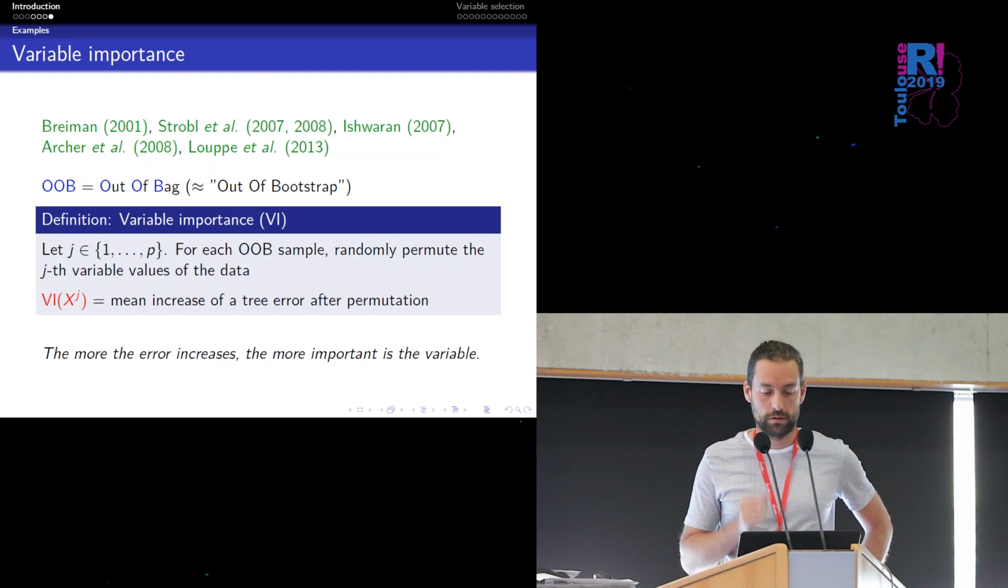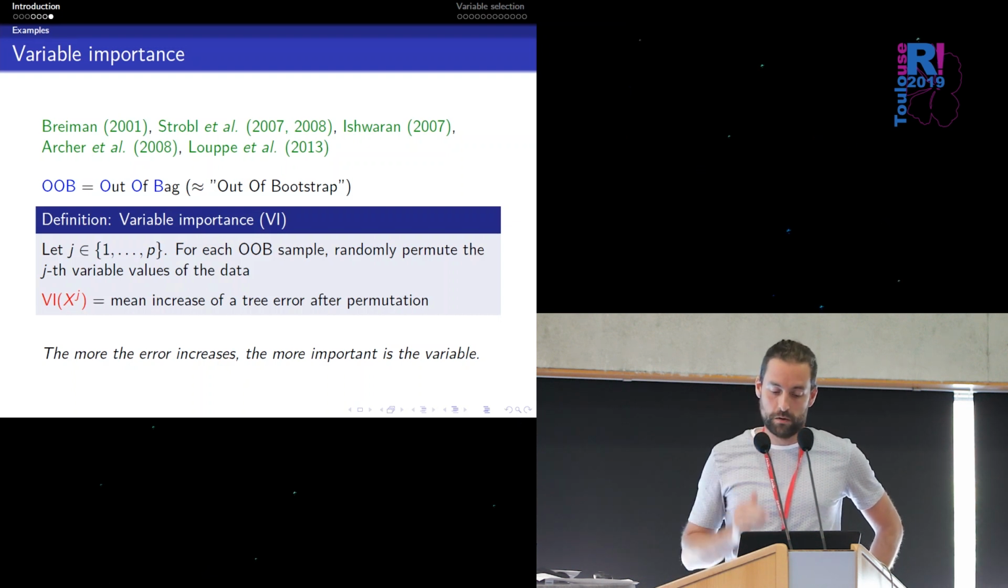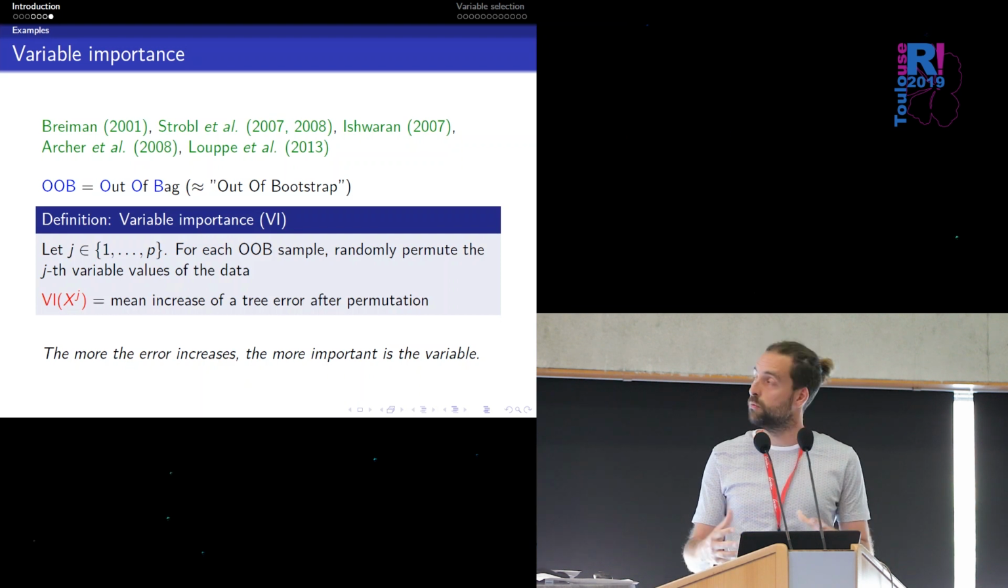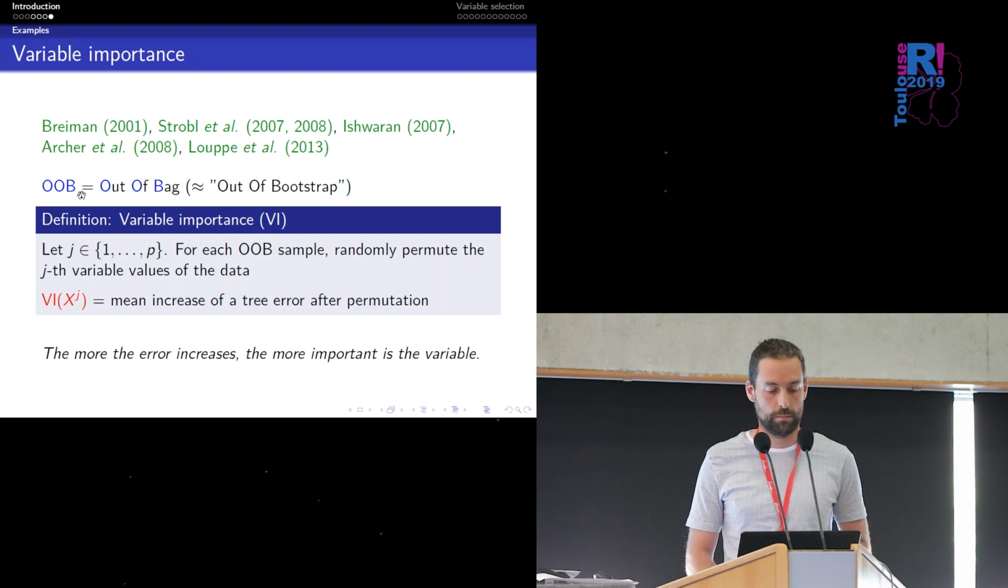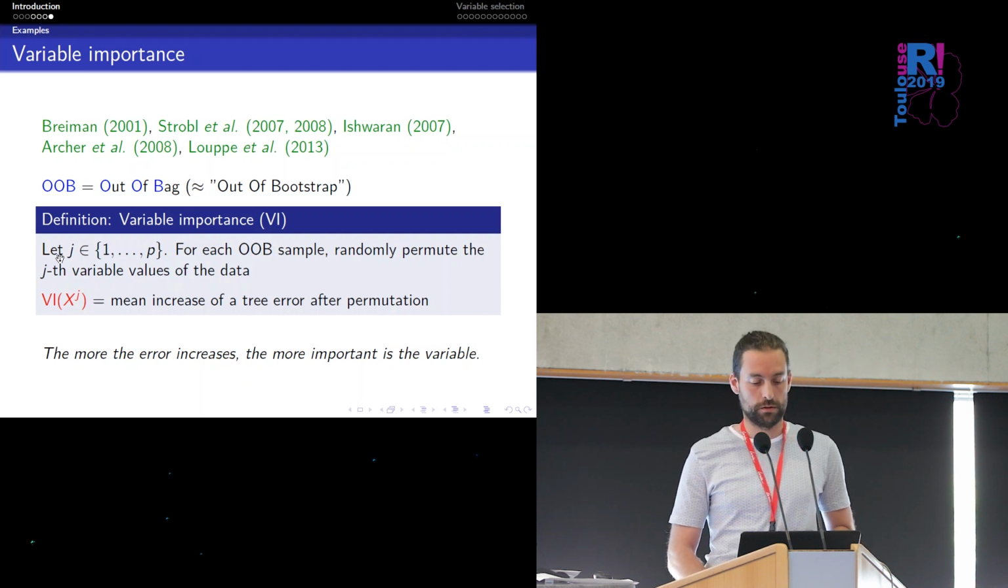So the variable importance is defined as follows. Once you build your random forest, associated to each bootstrap sample, you have an out-of-bag sample, which are all observations that were not selected in the bootstrap. And now we will use those to measure the effect of permuting the values of a variable j in those OOB samples.